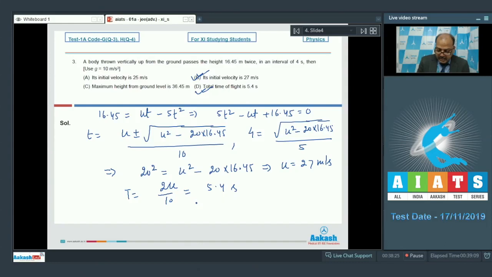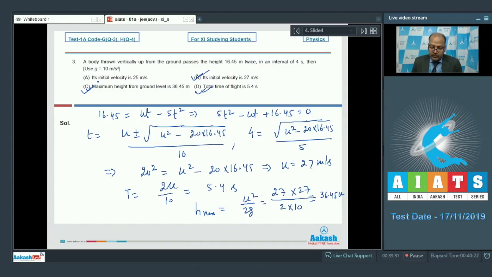So for maximum height, we get h max is equal to u square upon 2g, and that means it is 27 into 27 divided by 2 into 10. How much is this equal to? Let's calculate. On calculating, we find h max is coming out to be 36.45 meter. Of course, you have to do the multiplication and divide. And we find option C is also correct. So for question 3, options B, C and D are correct.